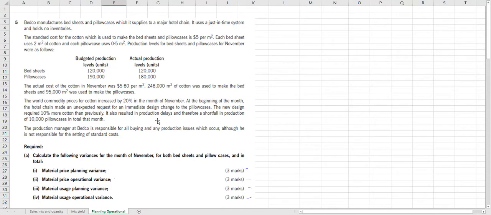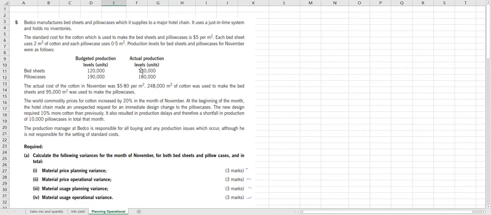Now when we look at the revised budget, the world commodity prices changed, which was reflected in the price. At the beginning of the month, the hotel chain made an unexpected request for immediate design change to the pillowcases. The new design required 10% more cotton than previously. It also resulted in production delays and therefore a shortfall in production of 10% pillowcases in total that month. So one thing is we changed the design, which consumes 10% more, and this relates to pillowcases, and this is why our production is 10,000 less.